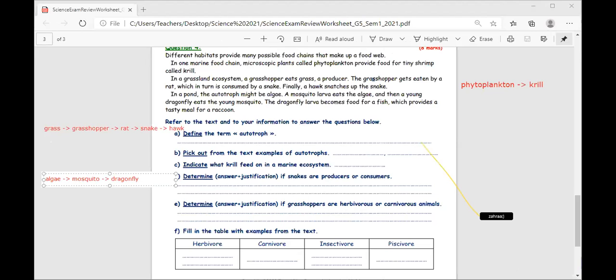Then the dragonfly, Zahra, stop writing please on the screen. Please mute yourself if it's noisy your side.